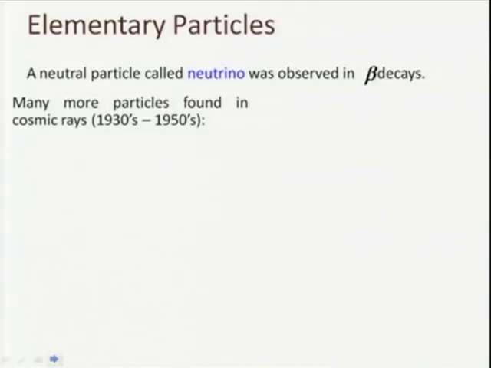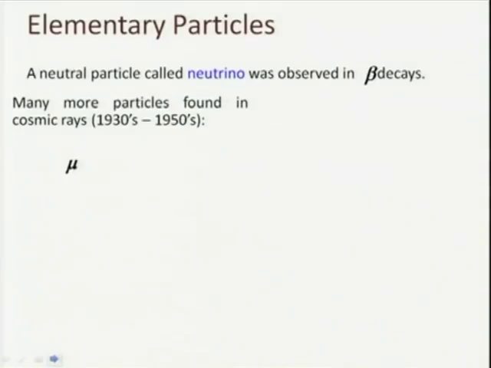Later, in the period of the 30s to 50s, many new particles not otherwise present in ordinary matter were found in what is now known as cosmic rays. Cosmic rays are basically radiation coming from outer space, outside the earth. It could be partly from the sun, from other stars, or from other astrophysical sources. This radiation has electromagnetic radiation as well as particle content. There are charged particles and neutral particles.